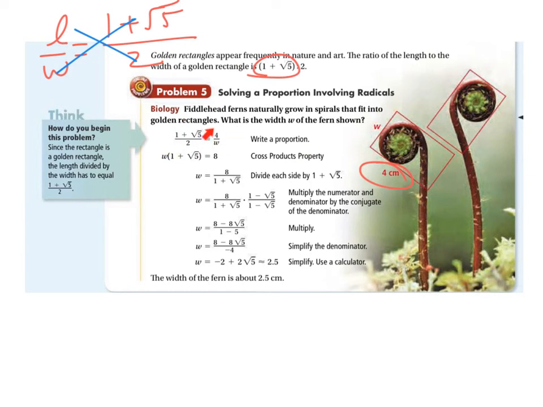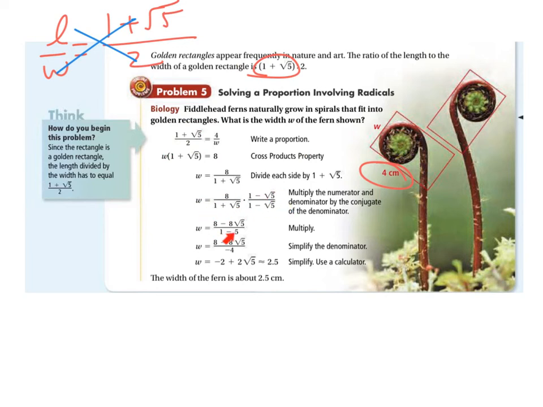Cross product fun here, 2 times 4 is 8. Distribute the W, so W times 1 plus square root of 5. And as we're solving for W, you divide off the 1 plus square root of 5, goes to the denominator. Well, that leaves us with kind of a dilemma here, because we now have a radical in the denominator. So you're going to use your conjugate, and we get 1 plus square root of 5 over 1 plus square root of 5. And go ahead and multiply that out.